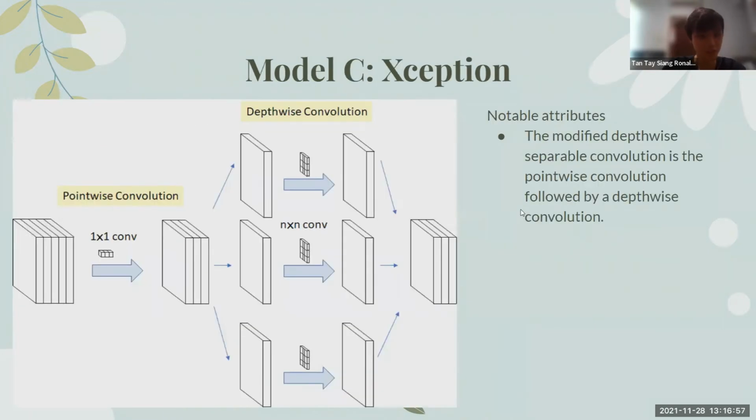Next is the Xception model. It is an adaptation of the Inception model, and its name is derived from extreme inception. This model takes the principles of the Inception models to the extreme to further reduce the model parameters required. This is done by mainly implementing point-wise convolutions followed by the depth-wise convolutions.